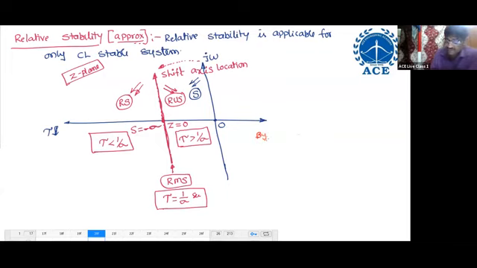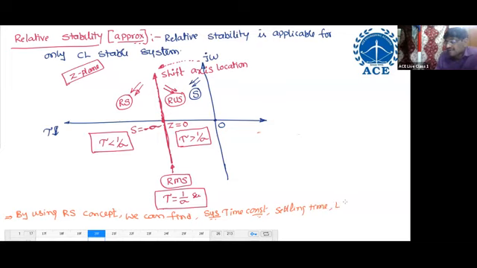I'll write here: by using the relative stability concept, we can find the system time constant, settling time, and the time required to reach steady state. So these things we can find.